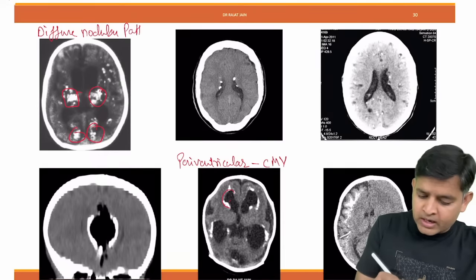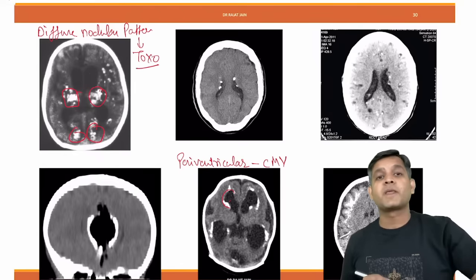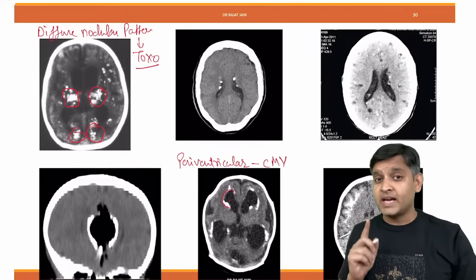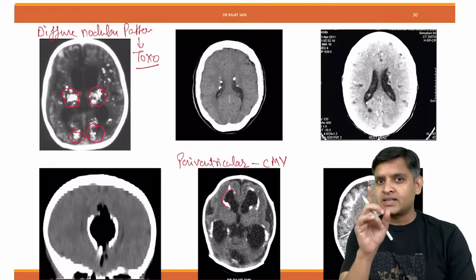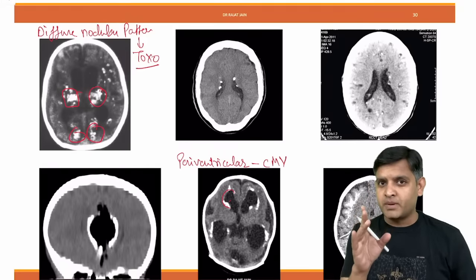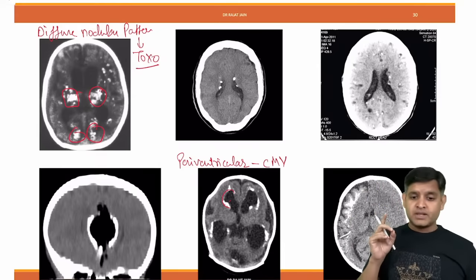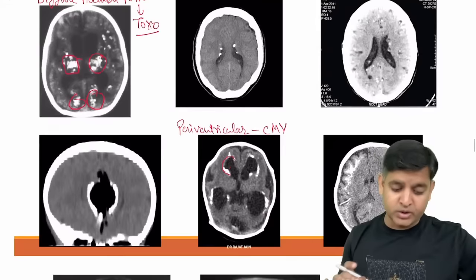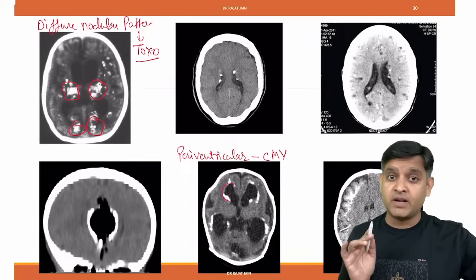which is seen in toxoplasmosis. Ab dono TORCH infection hai, dono mein calcification hai. Kaun yaad karega class mein? Class mein kya bataya tha? What is the way that I told you to remember taki exam mein confusion na ho? Hai na? Remember the way that I told you how to remember it. Anybody who wants to tell how to remember ki toxo mein diffuse hoti hai, CMV mein periventricular hoti hai.